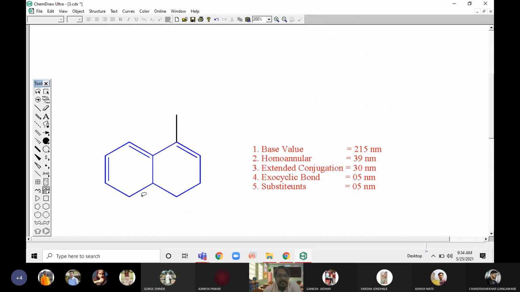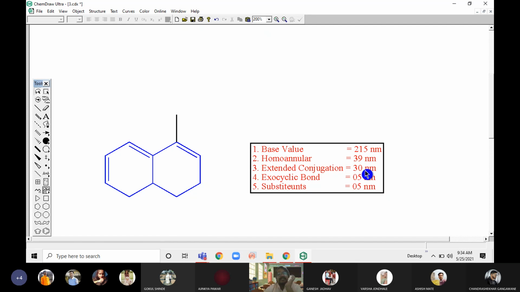Now the next example, a similar type of example. Only one substituent is there. See, this is a diene system. So I have added 215, homoannular 39. One double bond is there, 30, and exocyclic. Now for exocyclic, this ring does not have any substituent or exocyclic bond, but this ring has this double bond as an exocyclic. So I have added 5.